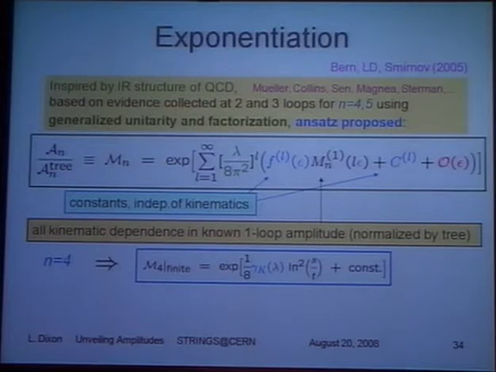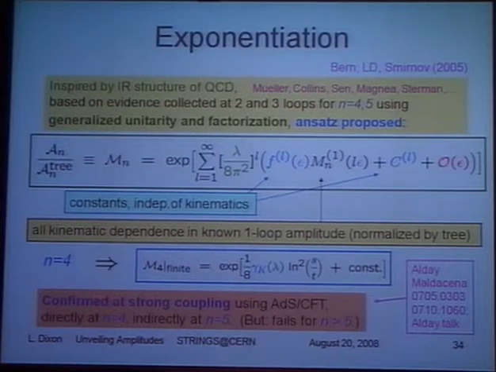In the case of N=4, because of working out this one-loop amplitude, it boils down to the amplitude, up to some constant, the finite part of it, being just the exponential of something times the log squared of S over T involving the scattering angle. And this constant is called the cusp anomalous dimension. So this prediction was then confirmed at strong coupling using techniques that Fernando Alday will describe later over on the string side of the correspondence. It was confirmed directly for N=4. And there are some indirect arguments that it's likely to work for N=5, but we'll see it definitely fails for N greater than 5.